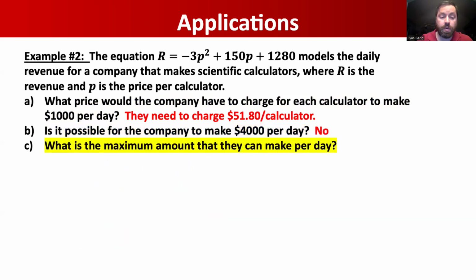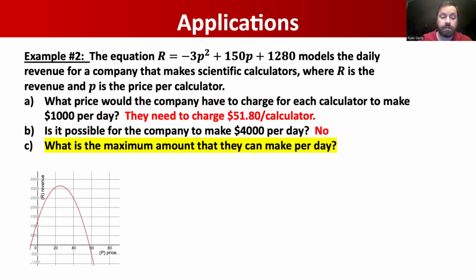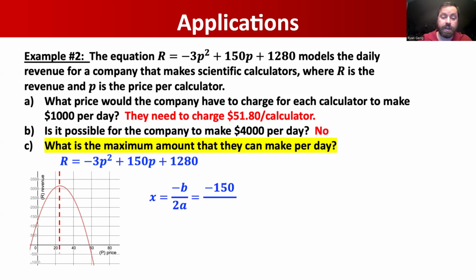Last question. What is the maximum amount that they can make per day? Maximum is a very important word here. Maximum should make you think of a vertex of a quadratic or a parabola. Now, I'm not asking you to graph it, but what I want you to see is that the maximum amount occurs at the vertex. How do we find the vertex? The axis of symmetry. How do we find the axis of symmetry? This equation. We don't need to worry about the quadratic formula here, just the axis of symmetry. So let's plug those numbers in. Negative 150 over 2 times negative 3.